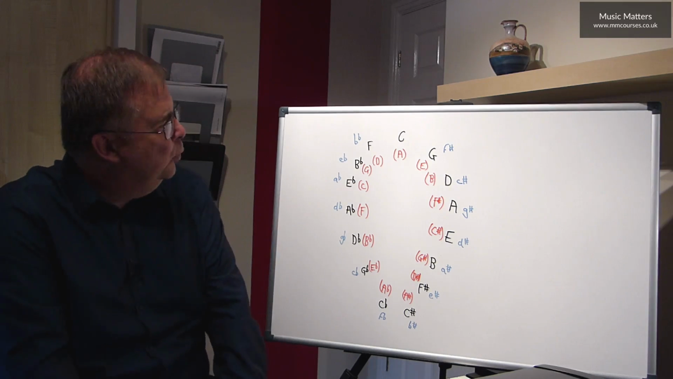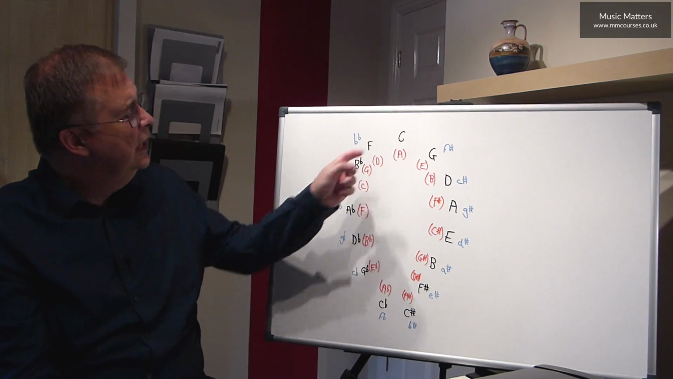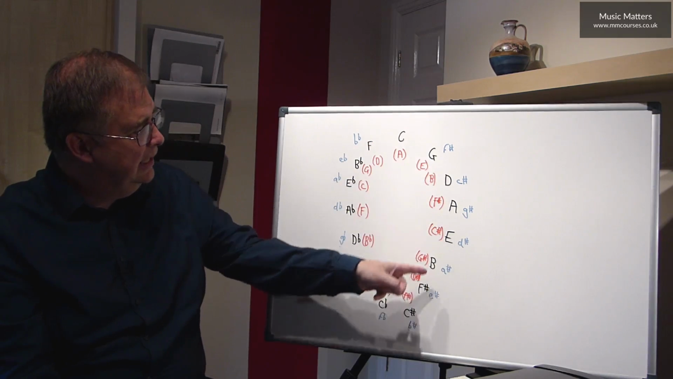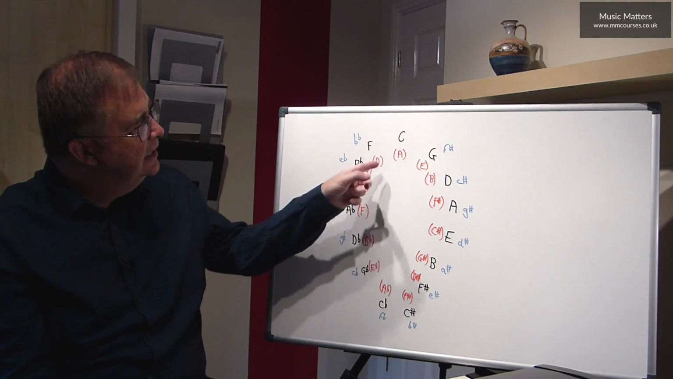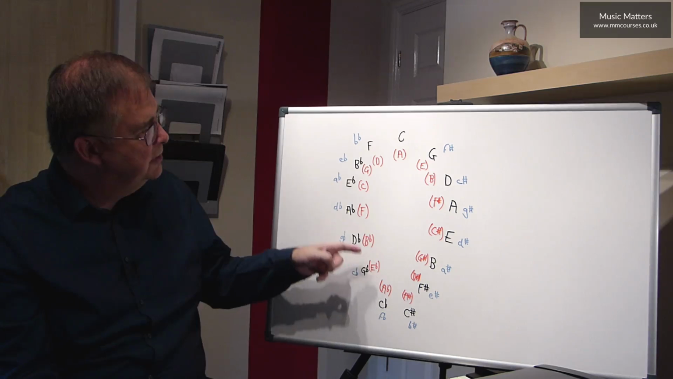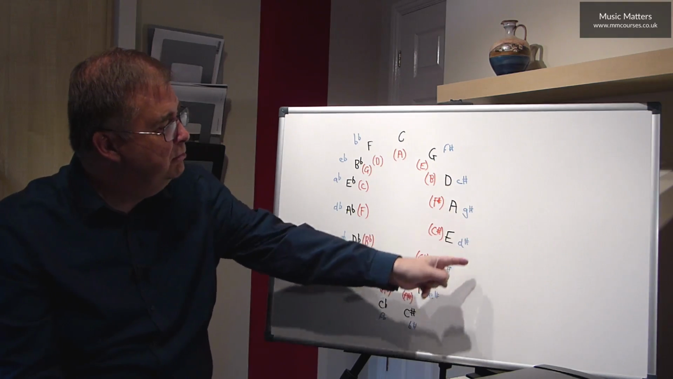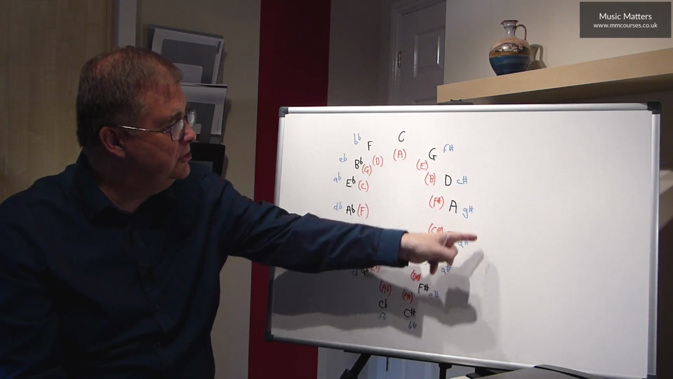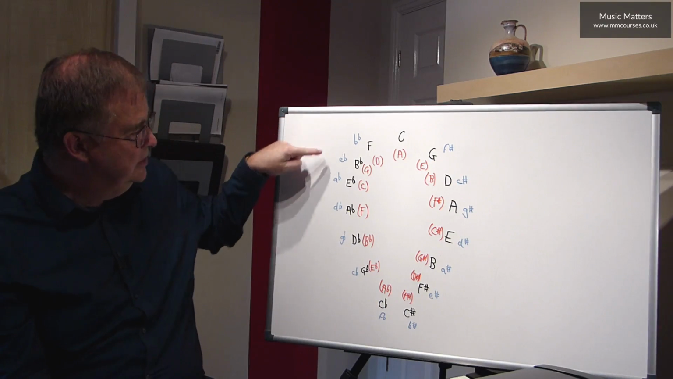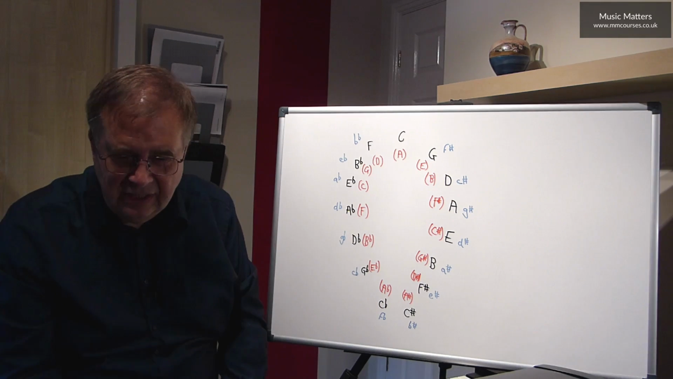Question 2, why does it contain 3 circles? Well, the circle in black there is telling you about major keys. The circle in red with the notes in brackets is telling you about minor keys. And the circle in blue is telling you which sharps you need for these keys and which flats you need for these keys.